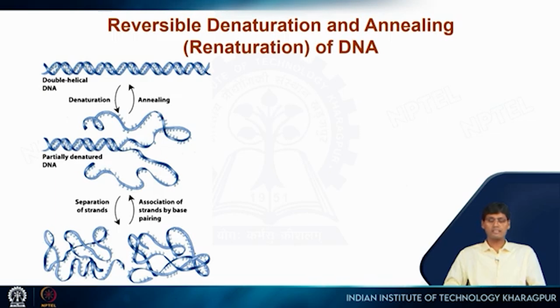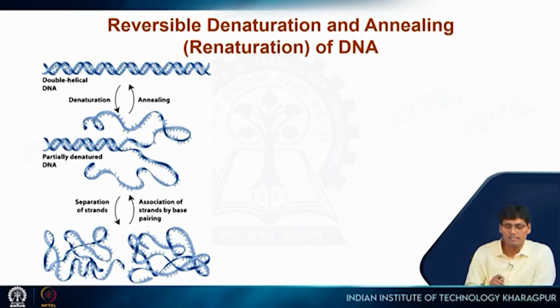So here, this is the last concept I'm going to discuss: the reversible denaturation and annealing of DNA. This is very important, which is related to whatever I discuss right now. So the thing is, DNA is a double helical structure, as you can see, double-stranded double helix. Now, in a tube, for example, here, this is a tube and you have a DNA sample here.